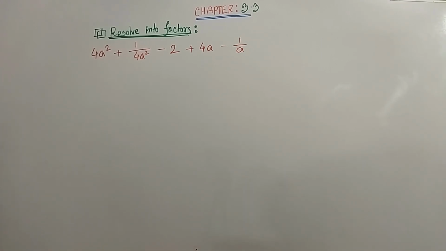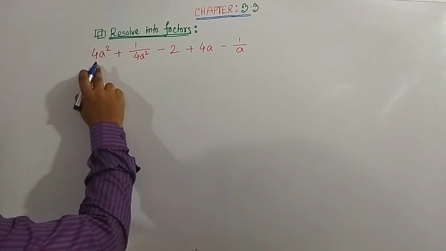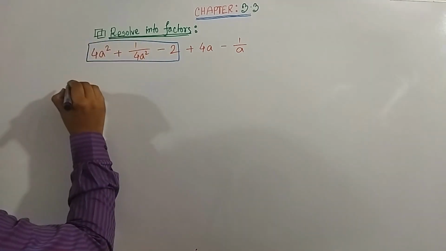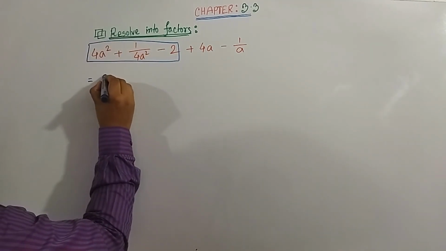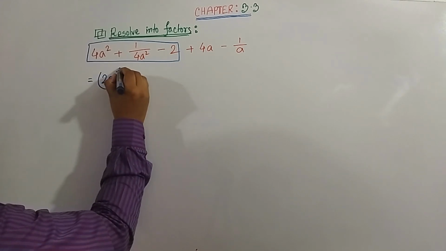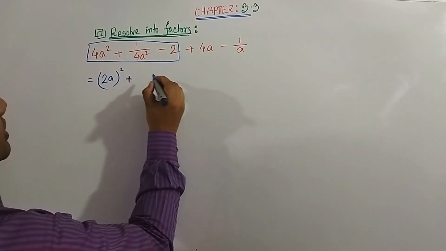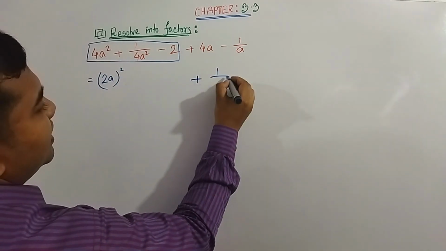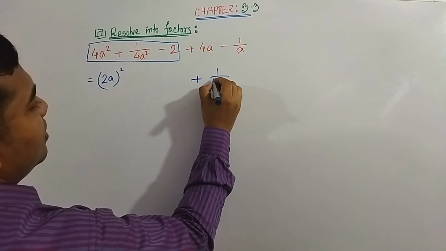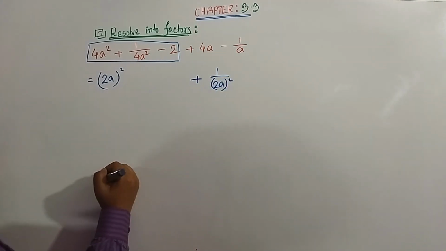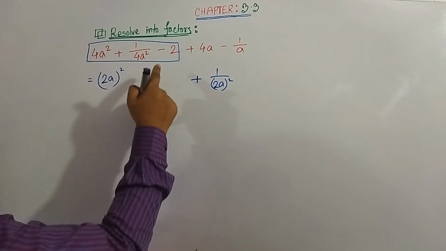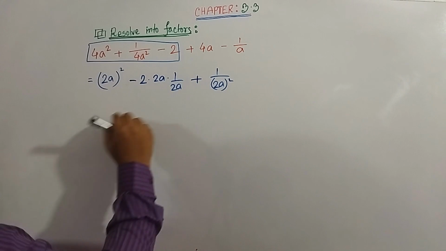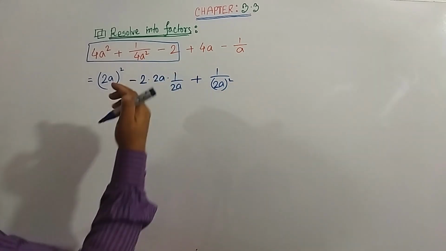Here we have observed 4a square plus 1 by 4a square minus 2. So we'll think about this part first. How? 4a square can be written as 2a whole square, and actually we're going for the plus in here. So here is also 2a whole square. Okay, we have just written this 2, and here minus 2. Can't we write 2a into 1 by 2a? Obviously we can, because 2a will be gone, so minus 2 will remain there.